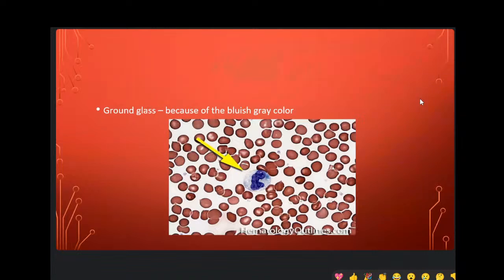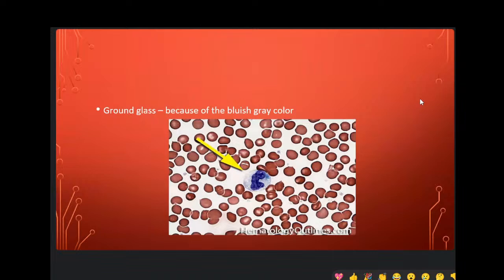Try doing that if you have the PowerPoint presentation in front of you. You'll see that there's going to be some sort of sparkliness to it. You'll appreciate it a little bit more if you can zoom in and out. But yeah, the characteristic ground glass appearance is solely reserved for monocytes.